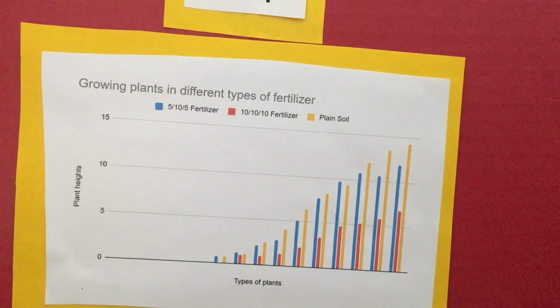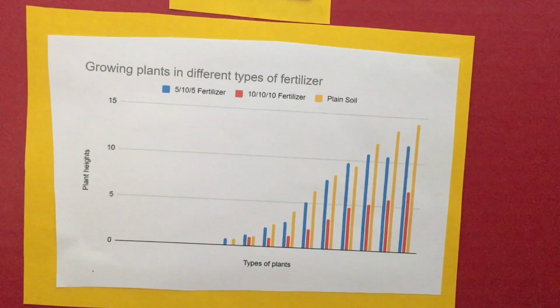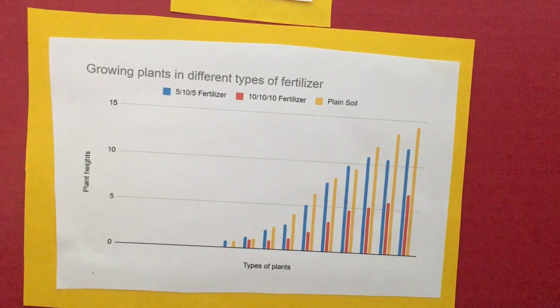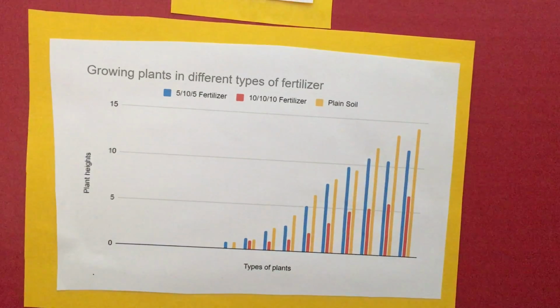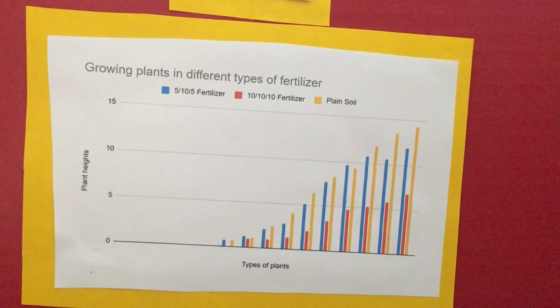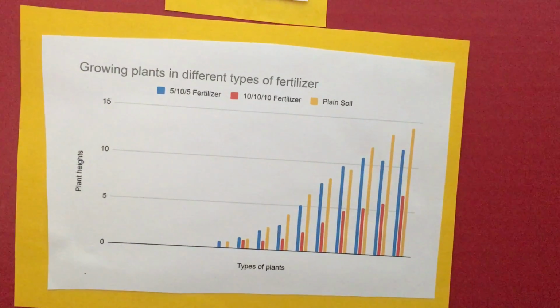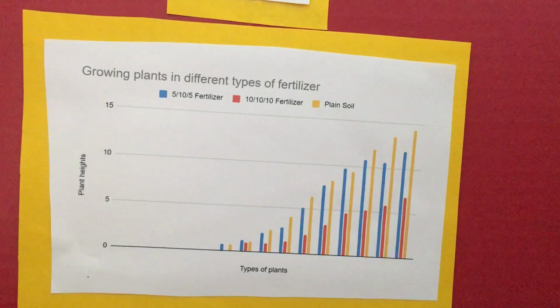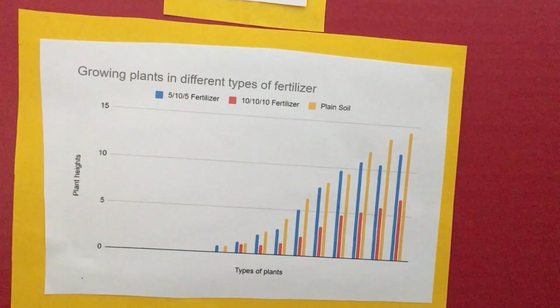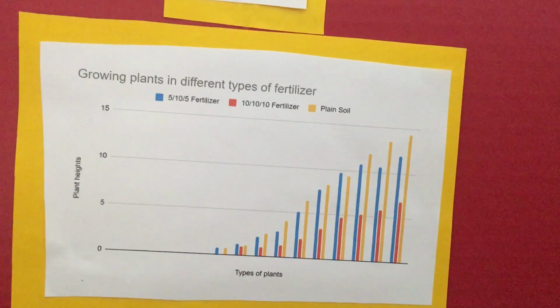The plants did take a little bit to start growing, but when they did start, the 5-10-5 and plain soil plants started growing very, very fast. For a few days, some of the plants in the 5-10-5 and plain soil would grow a few inches every day. Near the end of the 2-week experiment, they did slow down, and the tallest plants in each bin only grew a centimeter or less every day.